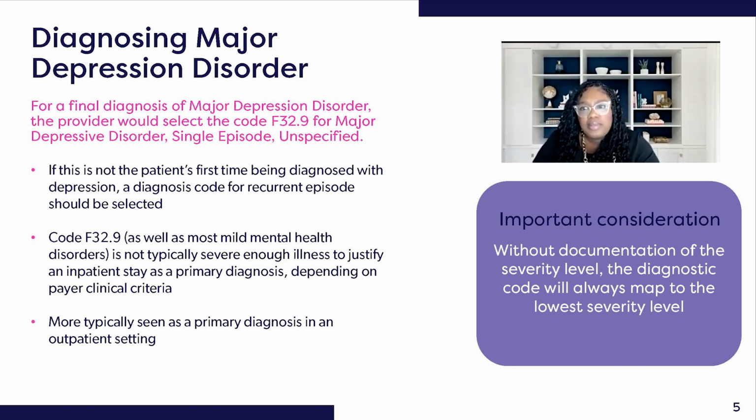Important consideration: without documentation of the severity level, the diagnostic code will always map to the lowest severity level. Okay, so that's basically what I'm saying. If you just put major depressive disorder, it's going to code as F32.9, which is the lowest severity, which is just basic depression. So if this person is meeting criteria and they have those 2 cores and those other symptoms as well, then you definitely want to make sure you're using a more severe diagnostic code, giving them more severe specificity on your diagnosis for major depression.